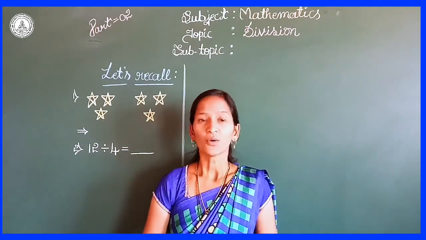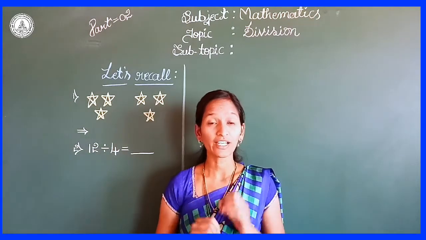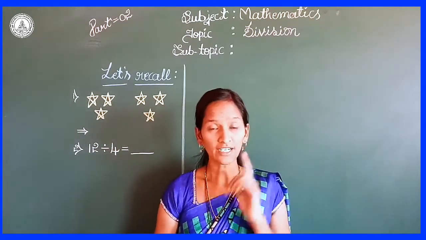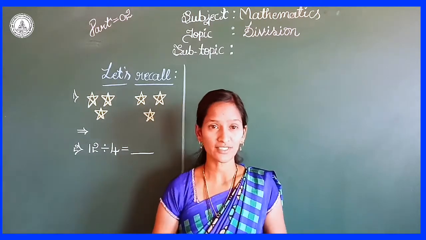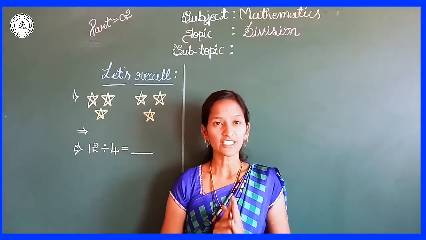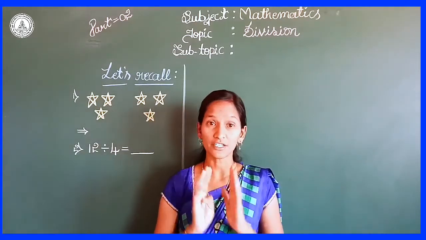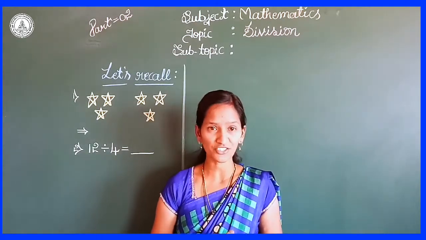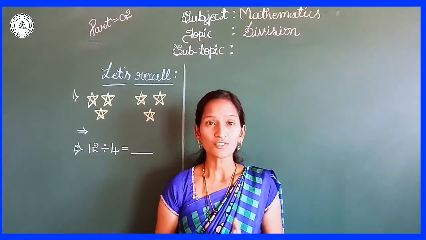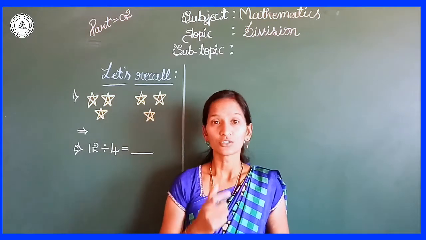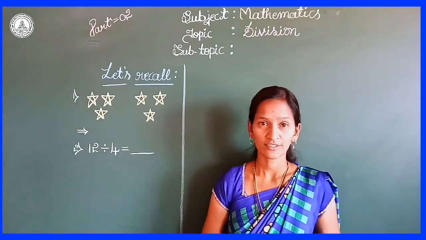Students, what did we discuss in the last class? In the last class, we started a new chapter, that is division. In that chapter, we learned two concepts: the first one is division as equal distribution and the second one is division as repeated subtraction. Before starting our class, we will revise those things once again by doing two problems.